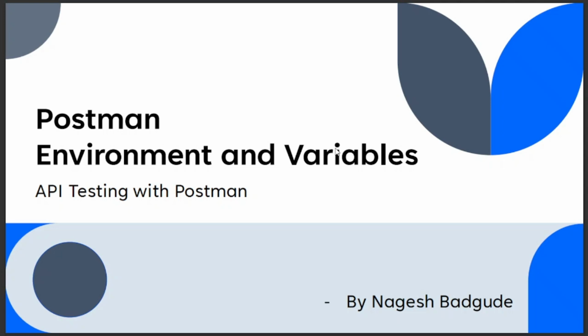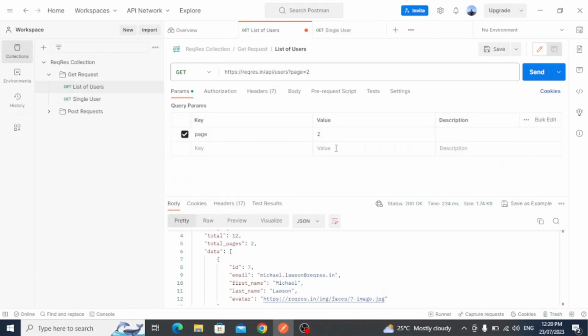In today's session, we are going to look at the Postman environment and Postman variables. So let's get started. On the Postman application, if you see on the top right corner, you will see an environment section. As of now, we don't have any environment.